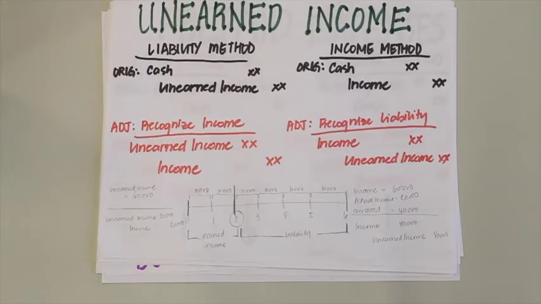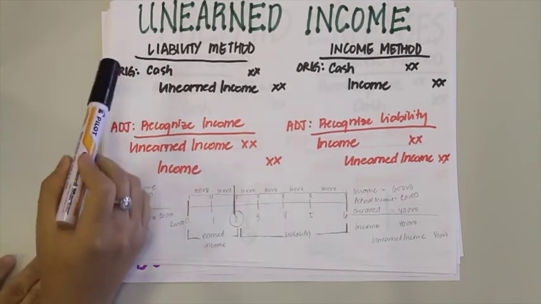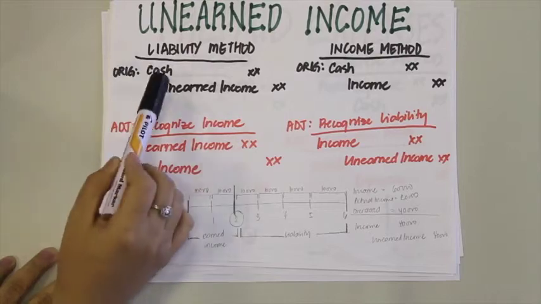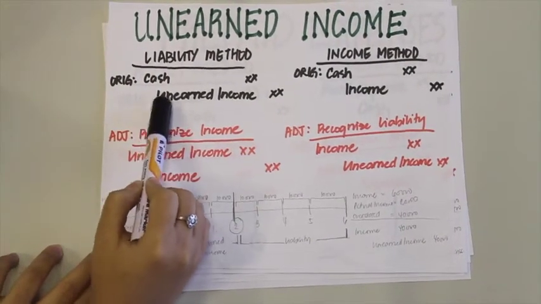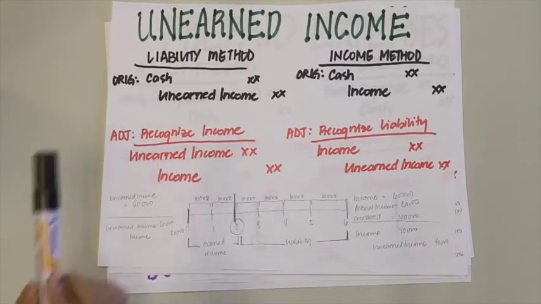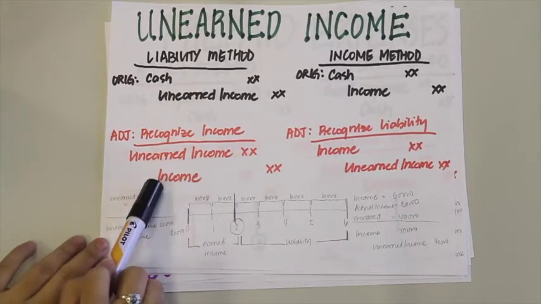The next adjusting entry is for unearned income. This means that you have already received payment for income not yet earned. Again, there are 2 methods, the liability and the income method. Similar to the discussion in prepaid expenses, the adjusting entry would depend on the initial recognition or the original entry. Under the liability method, you recognize a liability which is shown in the account of unearned income and must therefore recognize income in the adjustment here.